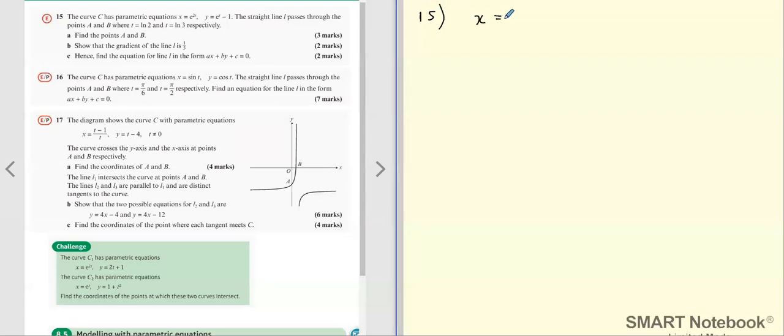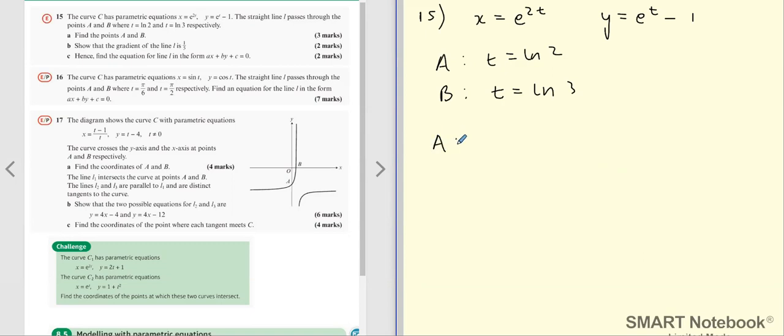x equals e to the power of 2t, and y equals e to the power of t minus 1. So the straight line L passes through the points A and B. A is where t equals ln 2, and B is where t equals ln 3. Well, if I know that, then I can work out x and y for A and B.